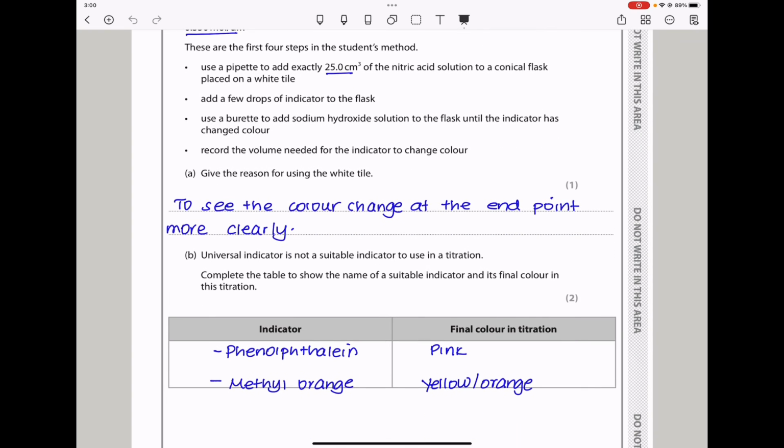So the first question says, give the reason for using the white tile. The white tile is used in order to see the color change at the endpoint more clearly. And then next they say, universal indicator is not a suitable indicator to use in a titration. Complete the table to show the name of a suitable indicator and its final color in this titration. Now, because the conical flask is going to contain nitric acid and the burette contains sodium hydroxide, the color change at the end is going to be the color we would see in sodium hydroxide. So phenolphthalein is going to be pink in the end, and methyl orange is going to be yellow, but orange is acceptable as well.